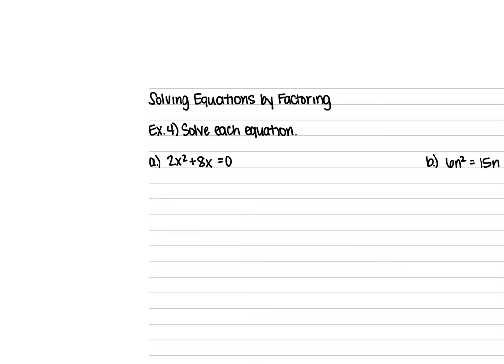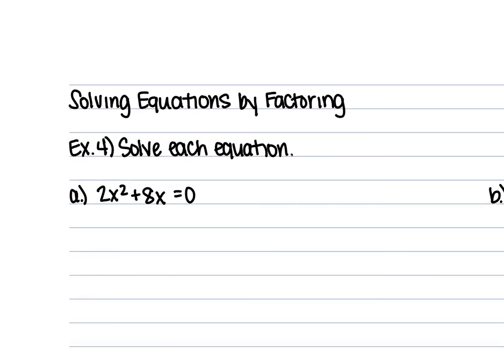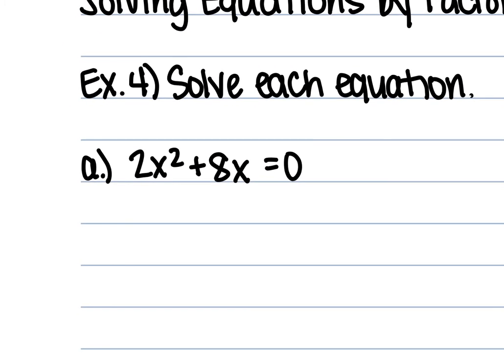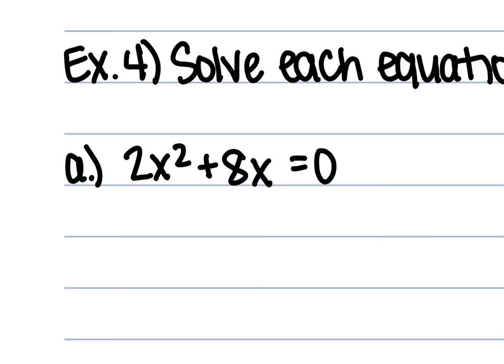Go back, okay? Where we're going to use both the things that we learned. We're going to use the zero product property and we're going to factor, okay? So, guys, it's not that hard, okay? Take a look at the first one. 2x squared plus 8x. Can anyone factor the greatest common factor out for me?